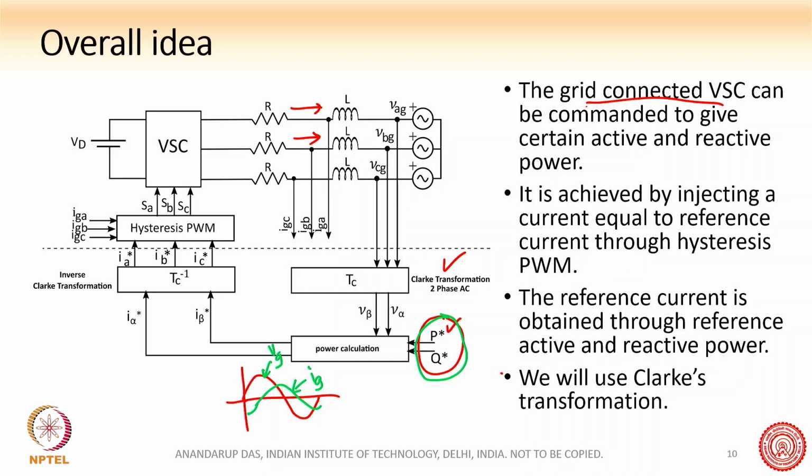So how do I know what is the reference current, how much is to be obtained? This we will do through Clark's transformation.